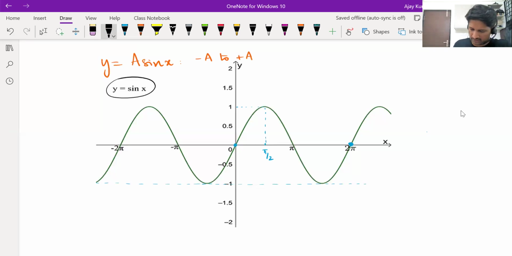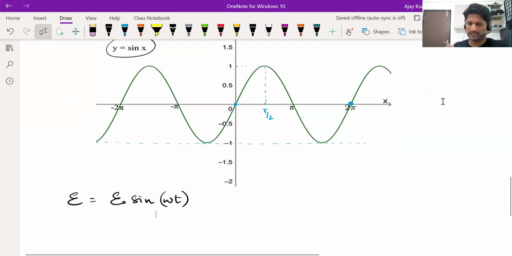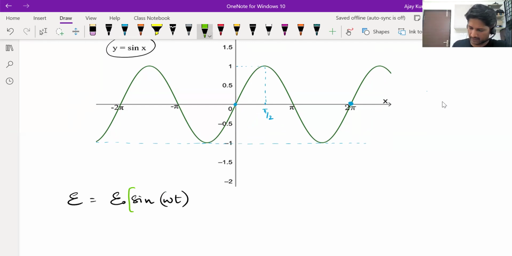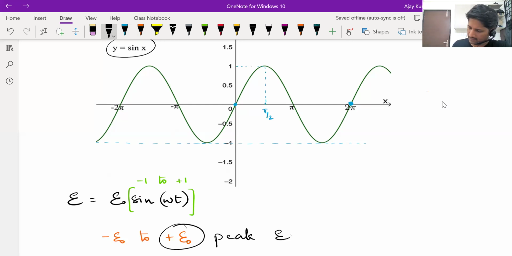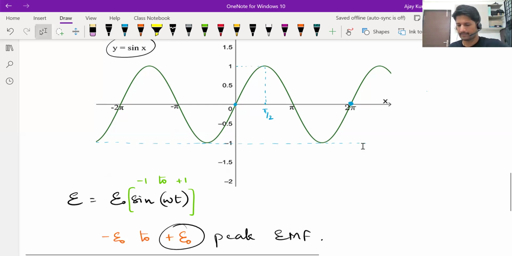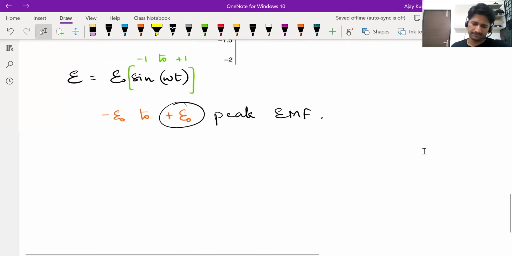Now the alternating EMF equation we got here is E is equal to E naught sine omega t. As time varies, omega t will keep varying, and the sine function ranges from -1 to +1 as time changes. But the function is multiplied with E naught. That means the EMF varies from minus E naught to plus E naught. So plus E naught basically is the peak EMF. Is this clear? Yes, sir. Okay, fine.